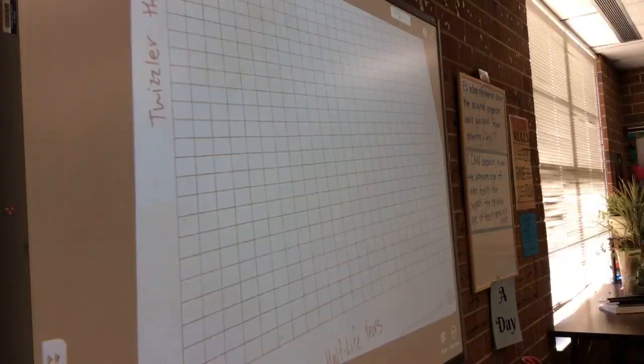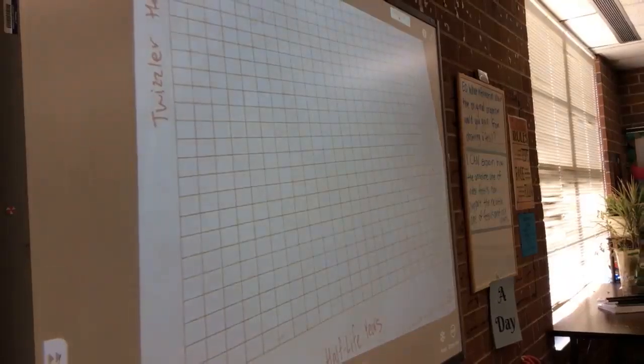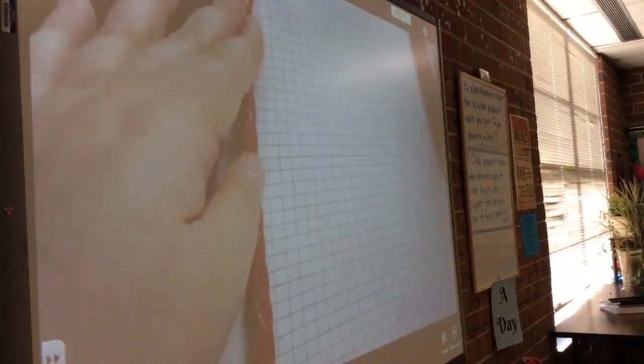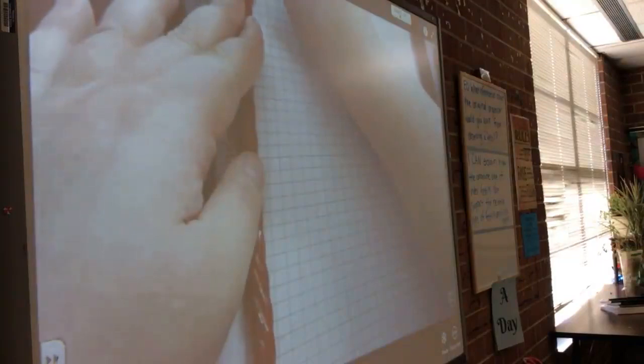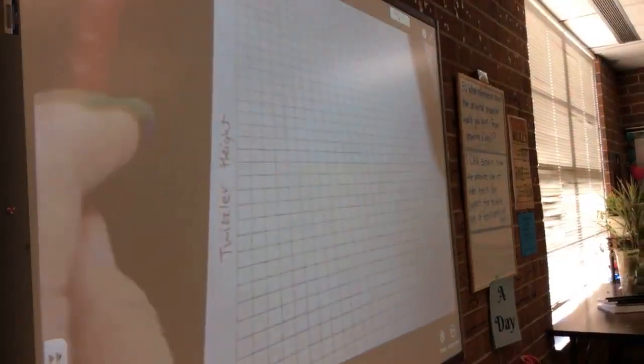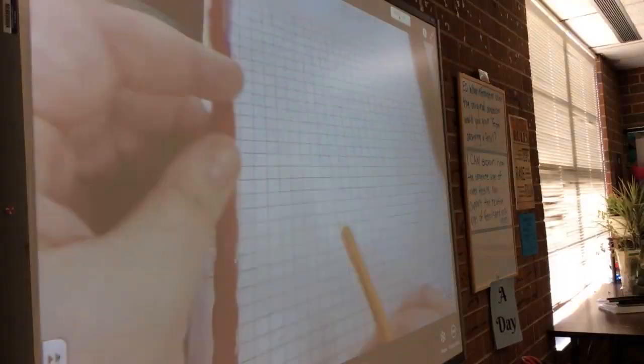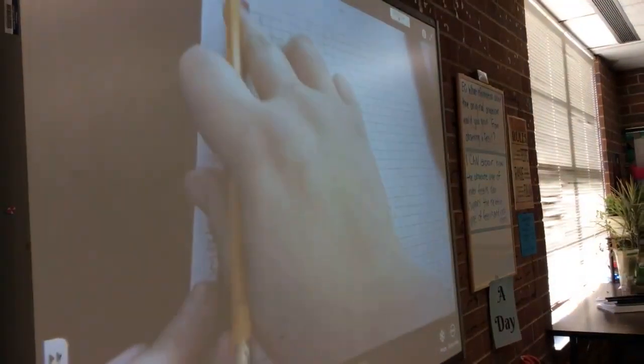So we're going to measure the Twizzler height on our graph, starting in the first column. So you're going to lay your Twizzler in the first column, and then however tall your Twizzler is, you're going to mark it in the column. So you're going to put your Twizzler lining up with the bottom of your graph, and however tall it reaches, make a dot. Even if it goes above the graph, it's okay.